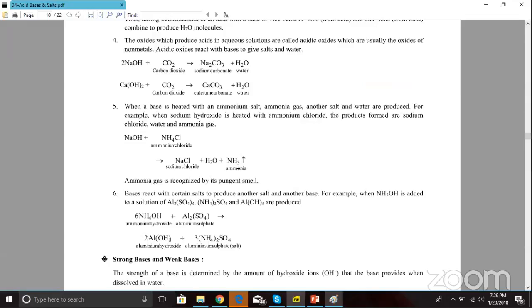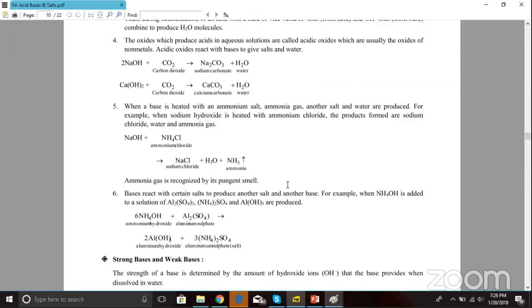So how can we confirm that ammonia gas is produced in this reaction? We have to use red litmus paper. It will turn blue, which indicates that ammonia gas is coming out. It can also be characterized by its pungent smell.